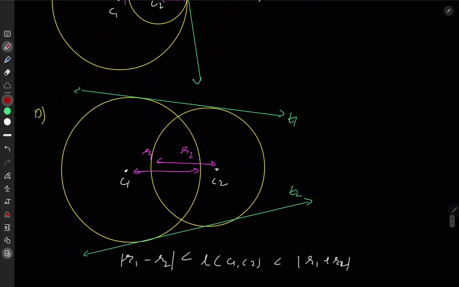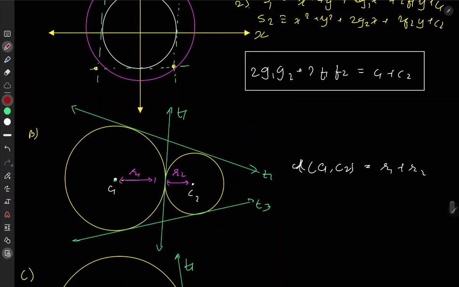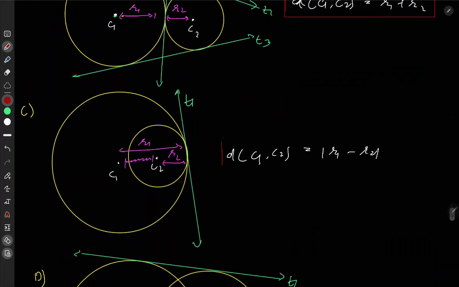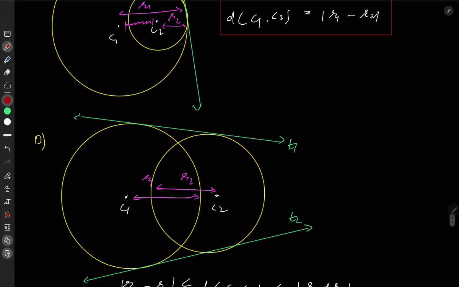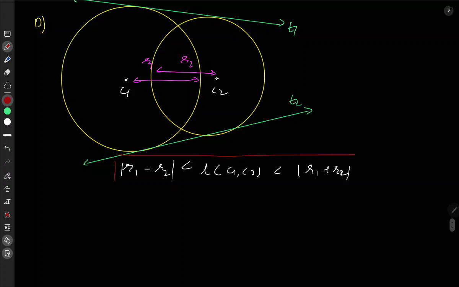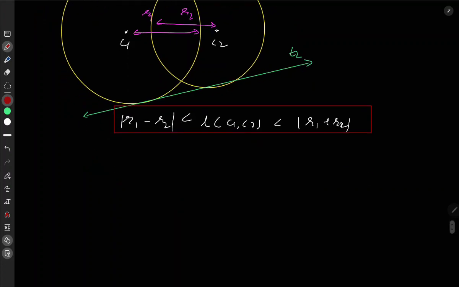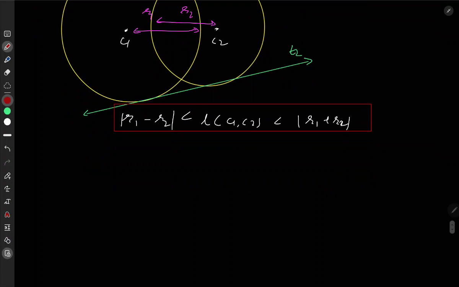Let me now pause this because all of it is important. The next one. And the last one too. So now all these cases are very important and you need to keep them in mind.